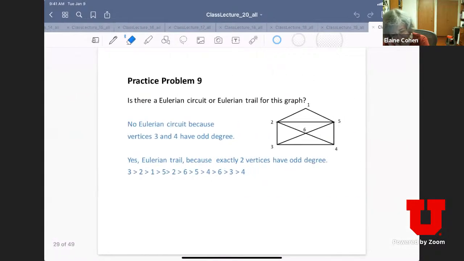And there's an example from 3 to 2 to 1 to 5 to 2 to 6 to 5 to 4 to 6 to 3 to 4. Notice that that is not a path. We see 5 appearing on the inside twice, interior twice. We have 4 appearing twice, not both at the beginning and end. So it's not a path. We're going through a vertex more than once. Very good.